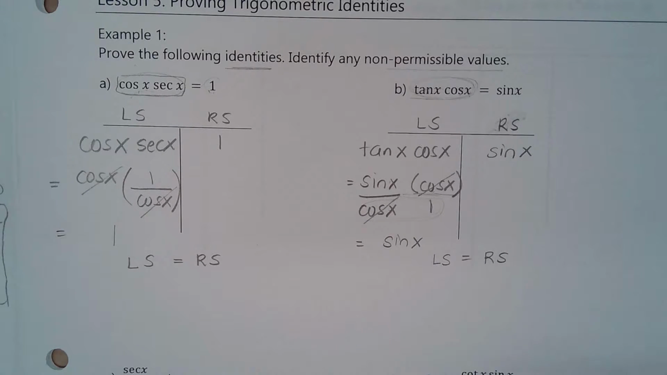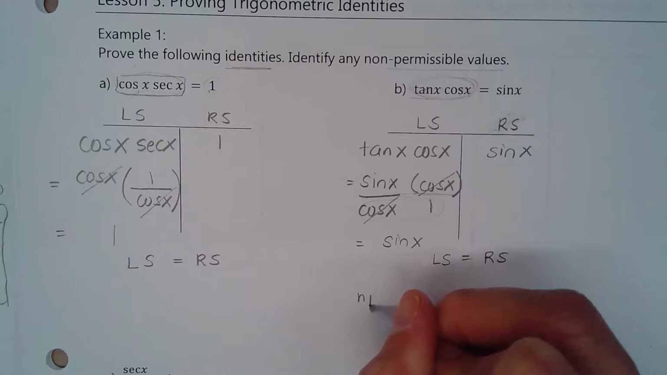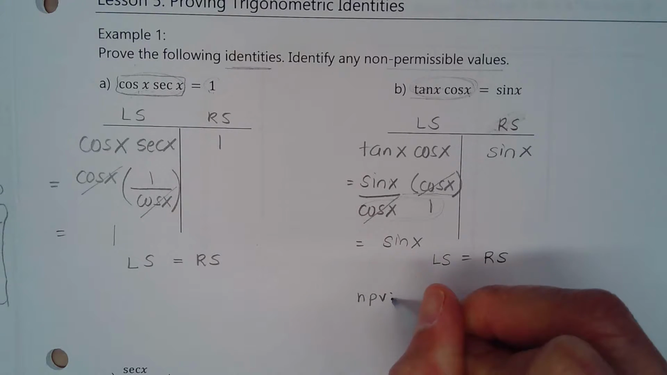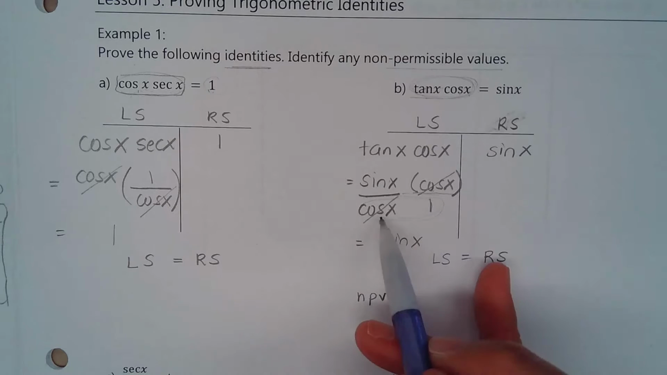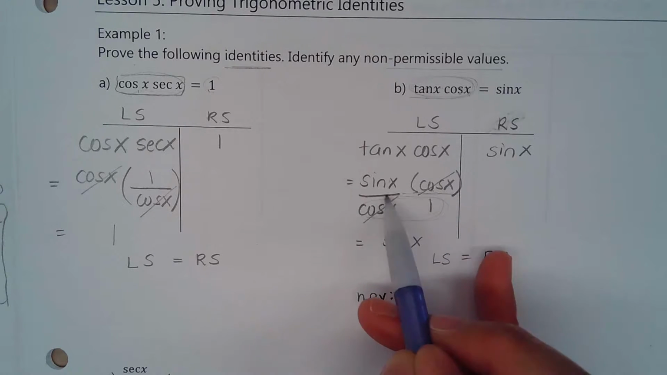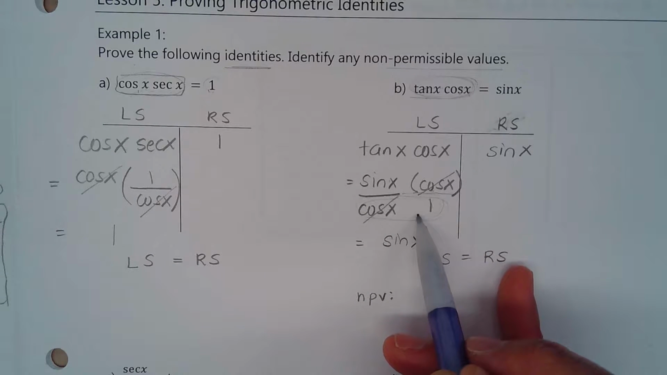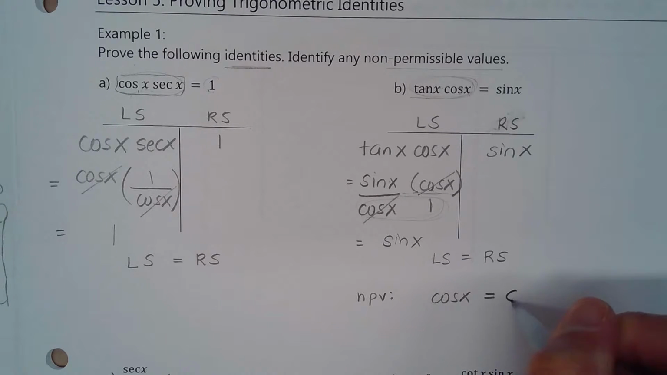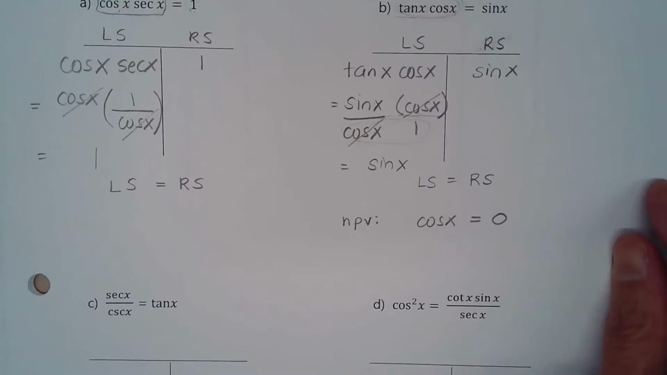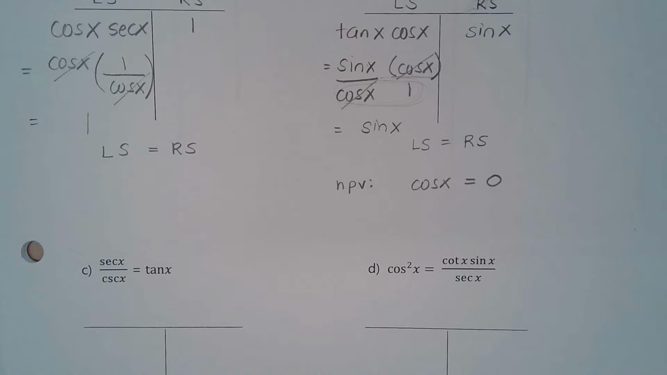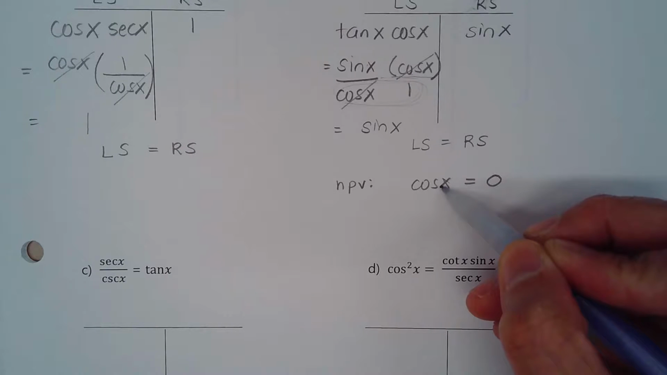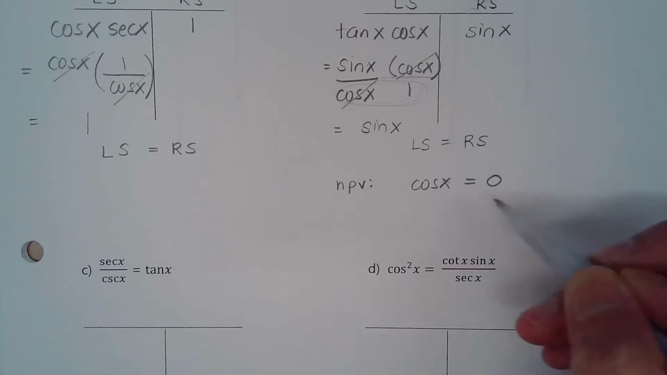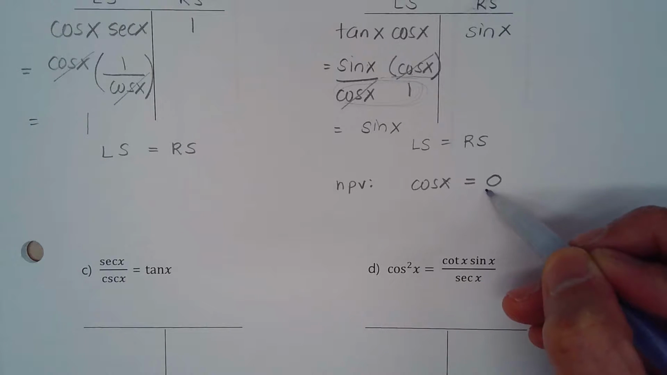So the non-permissible value here will happen when the denominator, which is cos of x, will equal 0. So cos of x is equal to 0. Now the big question is, what are the x values, or where are the angles where cos is going to be 0?